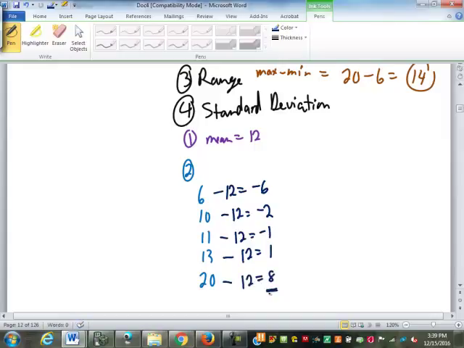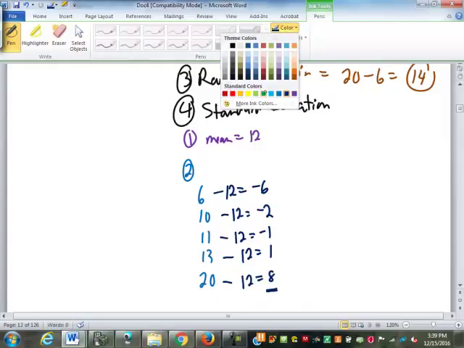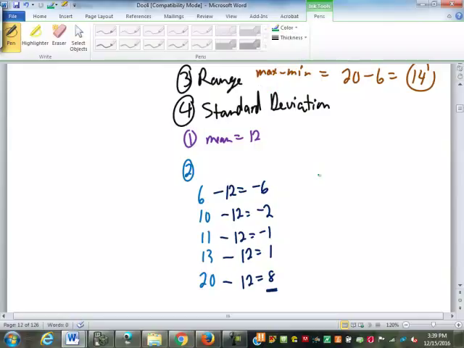If I add them up here, what should I get at this point? If I add up that column, it should come out to 0. If I don't get 0, it means either I calculated my mean incorrectly or I subtracted wrong somewhere.